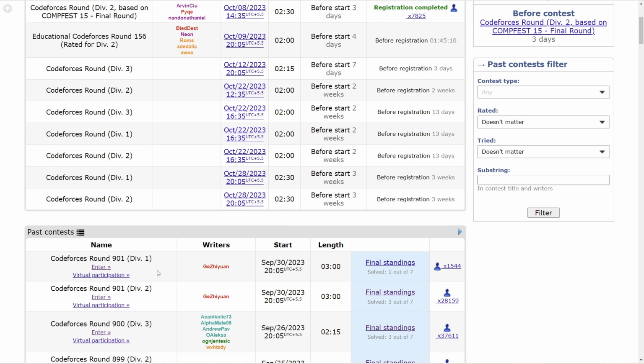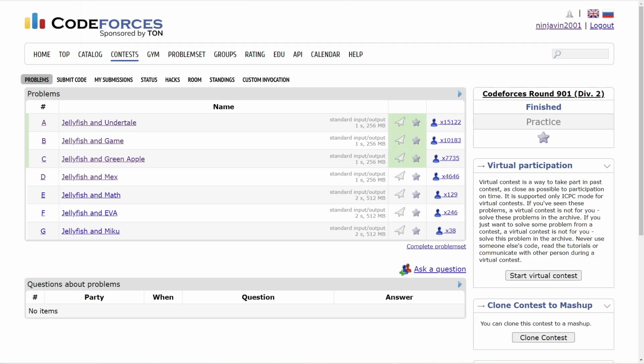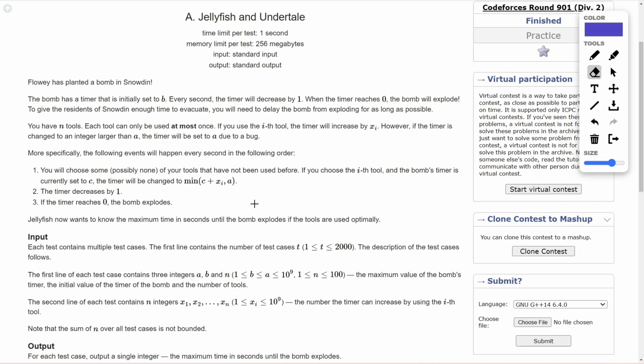We will be solving the Codeforces Round 901 Div 2. So we will be solving the A, B and C questions. I've already solved it, so we'll be going through the intuition for all three of these questions. Okay, so let's start with the first question, problem A.